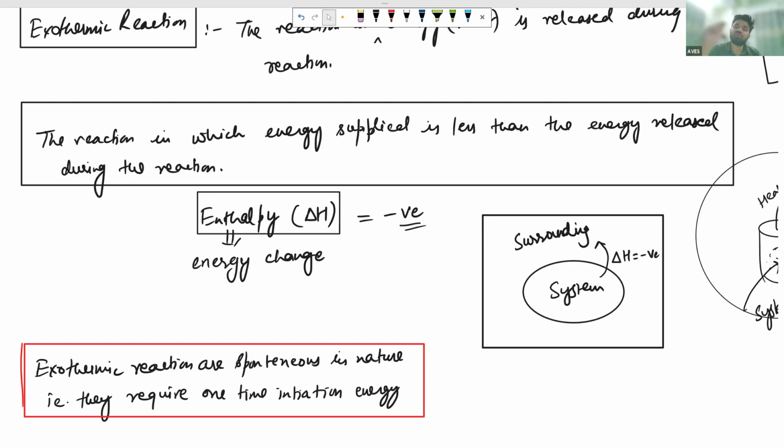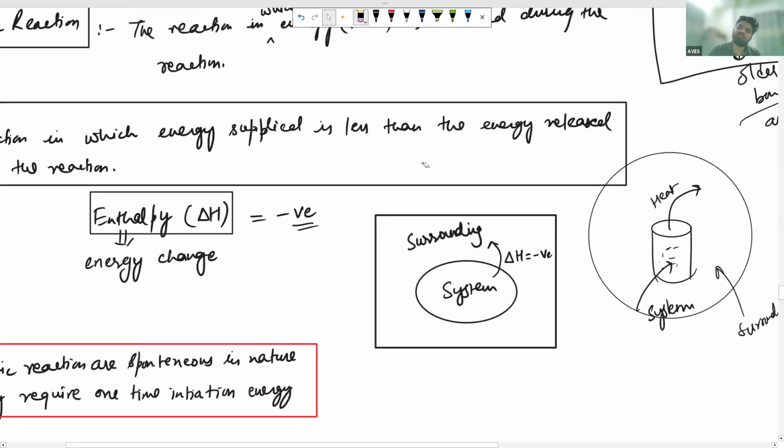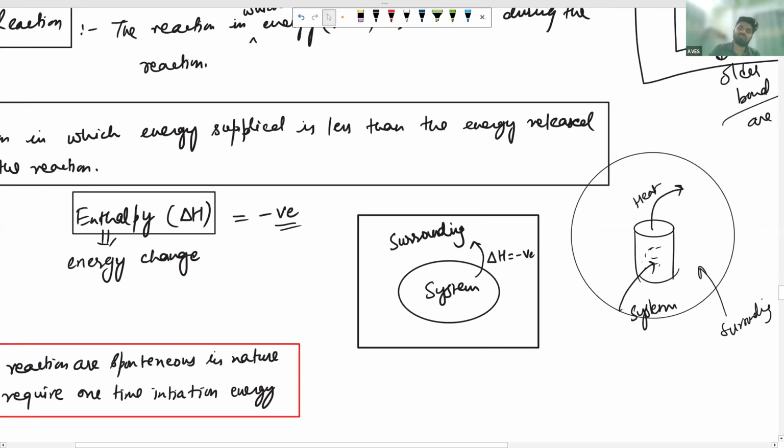Okay. So in the exothermic reaction, the energy goes from system to surrounding. Means the place where the reaction is taking place, the heat goes into the environment, into the surroundings. Like here I've taken the example that this is a test tube, this is a system, and this circle is known as surrounding. Since the heat is going into the surrounding, the surrounding heat is increasing and system heat is decreasing. And we focus on the system.